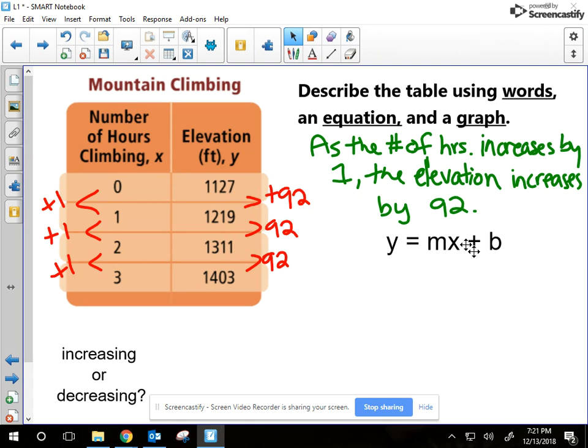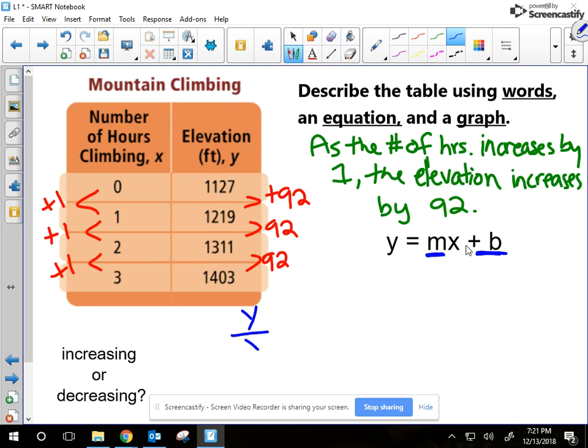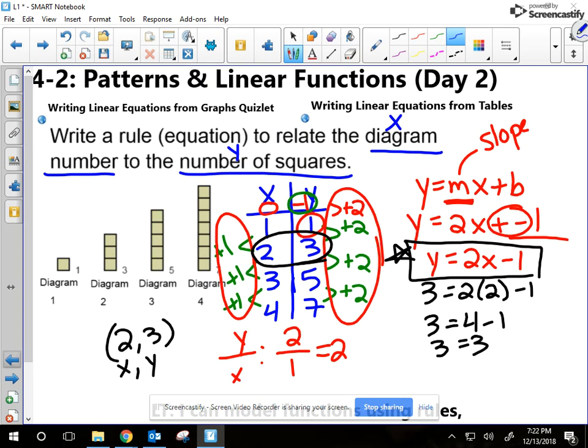Now let's write an equation. We know that we need to find m, the slope, and b. So to find the slope, we want to see, well, how much is y changing in comparison to x? We put the y over x, and we have 92 over 1. So our slope, that m value, is going to be 92. So we plug that in, and we have y is equal to 92x plus some number.